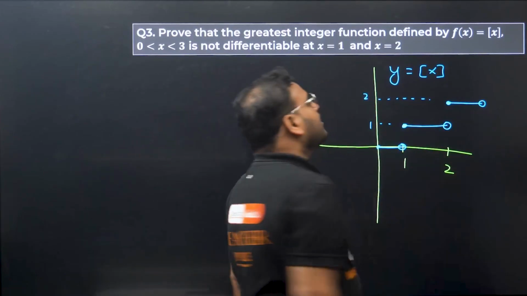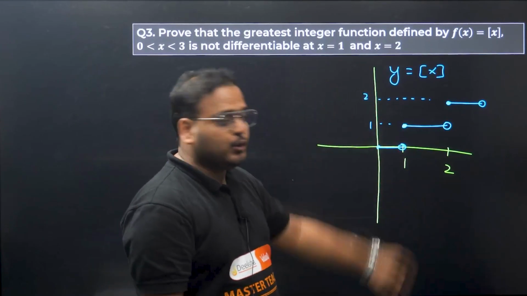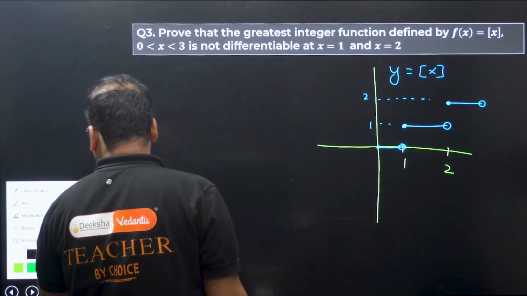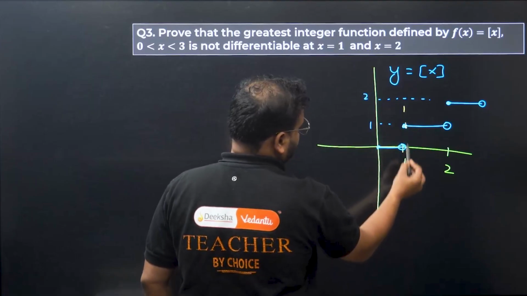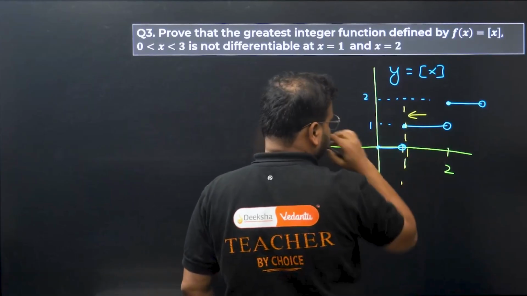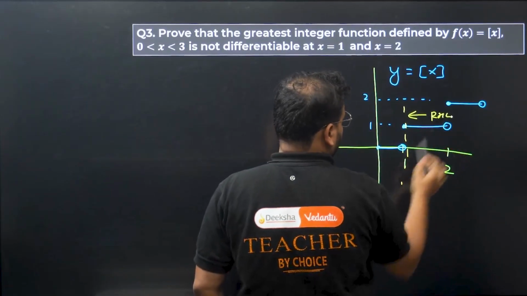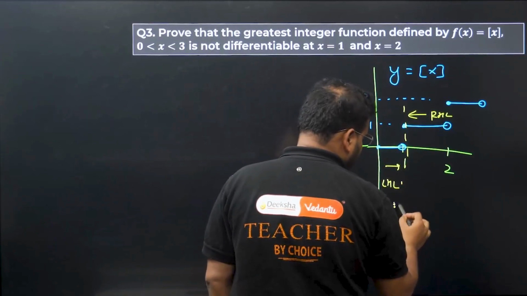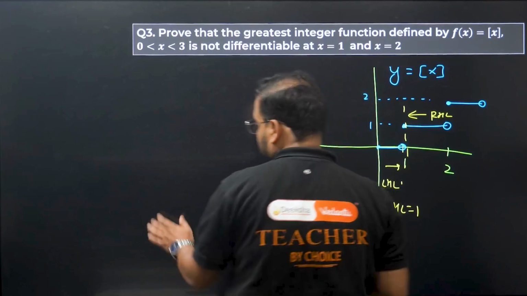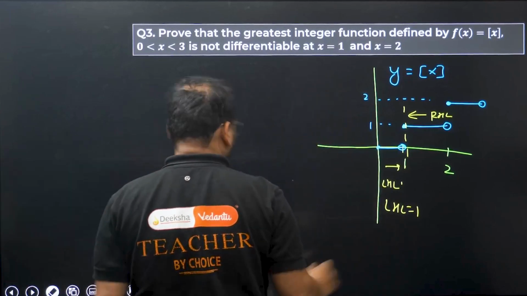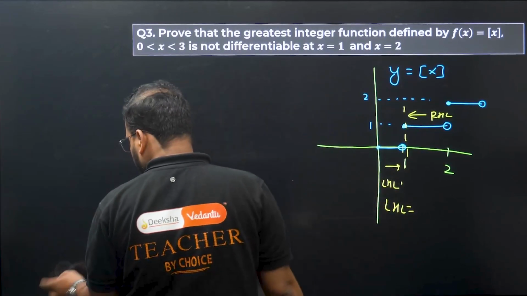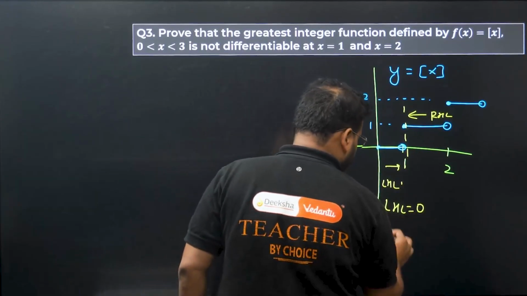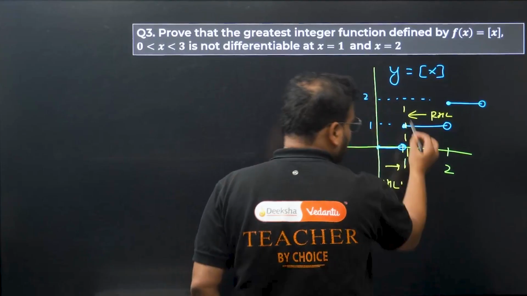Now please check. If you check at the point 1 and 2, your right hand limit and left hand limit are not equal. Check here. This is your right hand limit, and this is your left hand limit. At this point LHL is nothing but 0, sorry, my bad. The left hand value at the point 1 is actually 0, and your RHL value is 1.